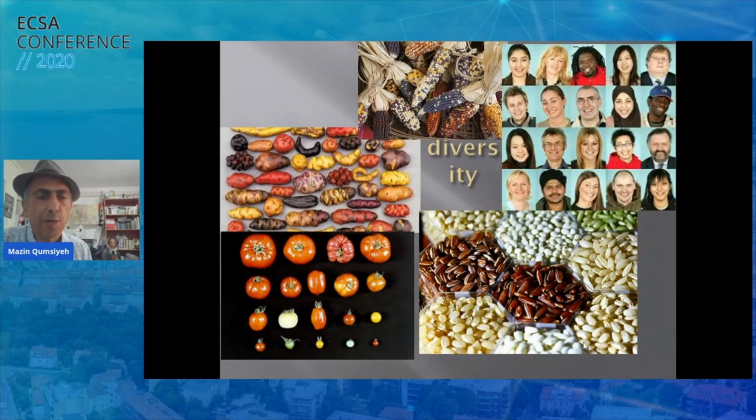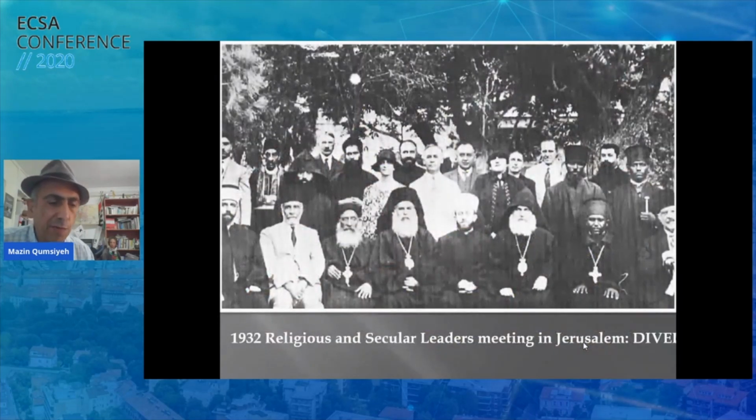We believe in diversity. This is a picture from 1932 Palestine, where religious and secular leaders, Muslims, Christians, and Jewish, Baha'i, etc., native people of various backgrounds who lived here in relative harmony with nature, managed to survive together without any problems for hundreds and thousands of years.